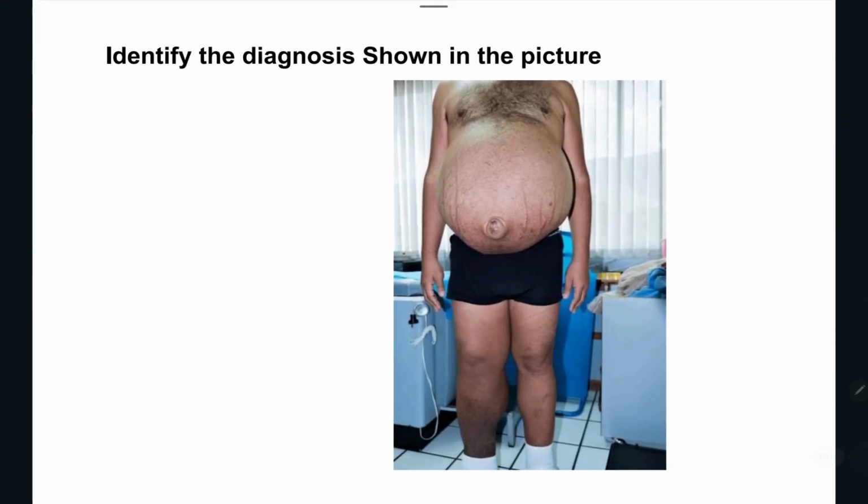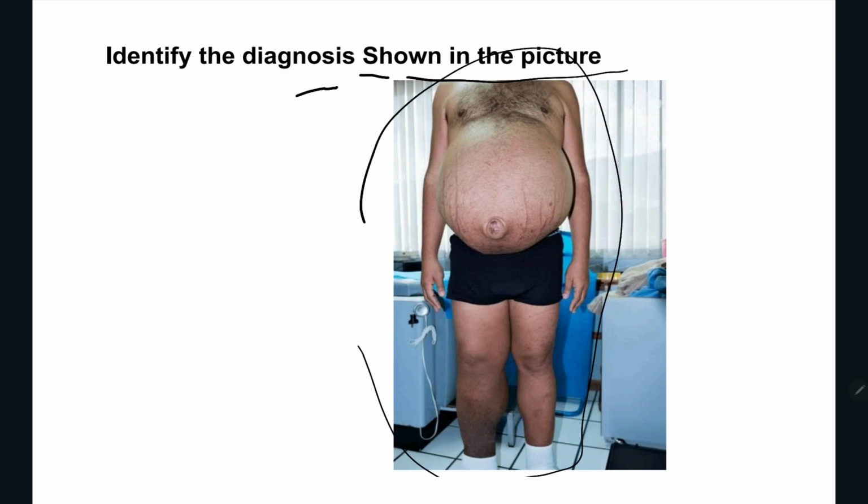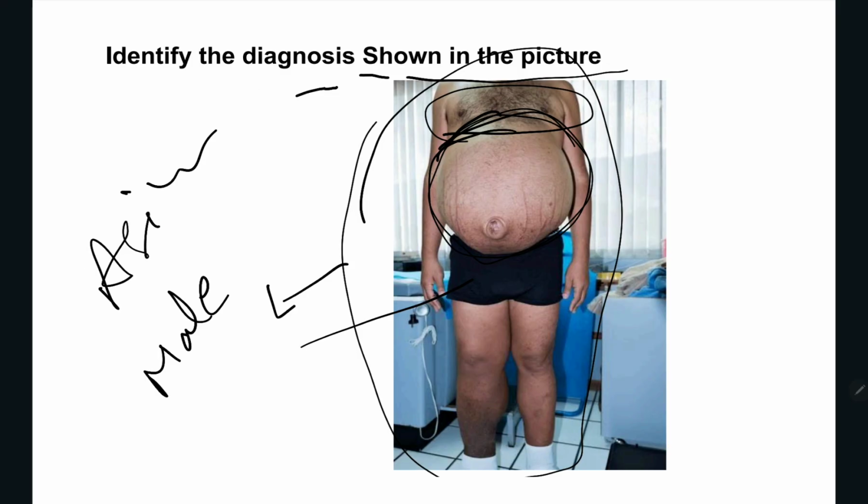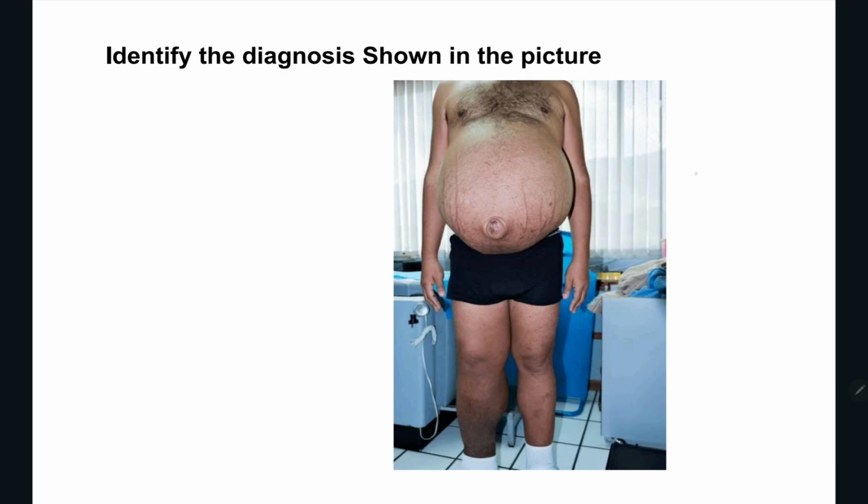The next one, and it is the last question, is to identify the diagnosis or the condition shown in this picture. By seeing this picture, can you guess the condition? Here we are not seeing pregnancy. Why? Because he is a male person, he doesn't have the breast. So the abdomen is very bulged. This is nothing but ascites. Ascites is nothing but accumulation of fluid in the abdominal or peritoneal cavity. Ascites condition.